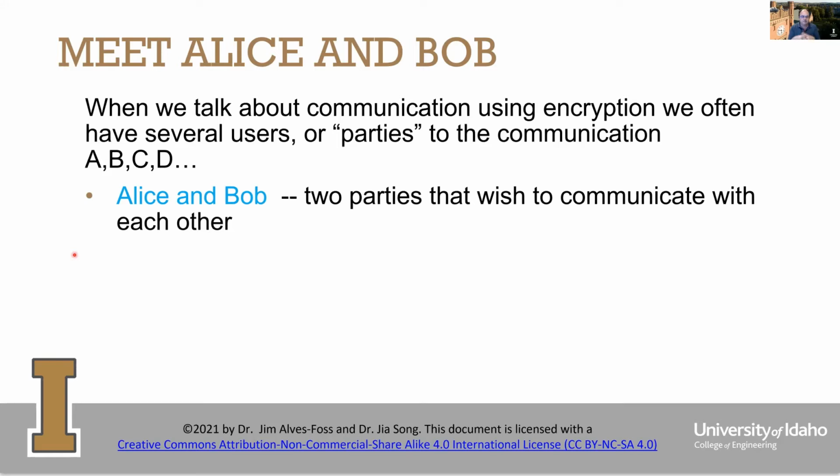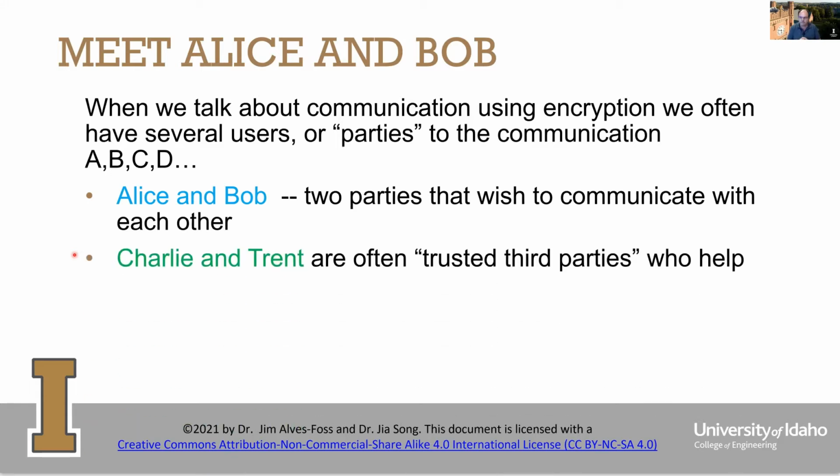So let's make it a little more fun now. And this is what the crypto community does. We have Alice and Bob, A and B. These are the two parties that wish to communicate with each other. Alice and Bob love to talk, but they want to talk secretly. Charlie and Trent are often trusted third parties who help in that communication. T for trust, Charlie for certificate authority is usually where it comes from, but Charlie and Trent's fine.